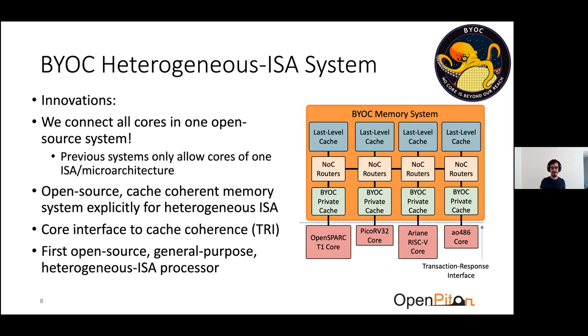So previously, if you looked at other kinds of interconnect that were out there, they would often be restricted to only cores of a single ISA or even a single microarchitecture, whereas we were specifically trying to enable this to support different ISAs. And the P-Mesh component itself was essentially, we're taking this memory system from OpenPiton, enhancing it, and building something more extensive, an open source cache coherent memory system explicitly designed to handle this heterogeneous ISA case.